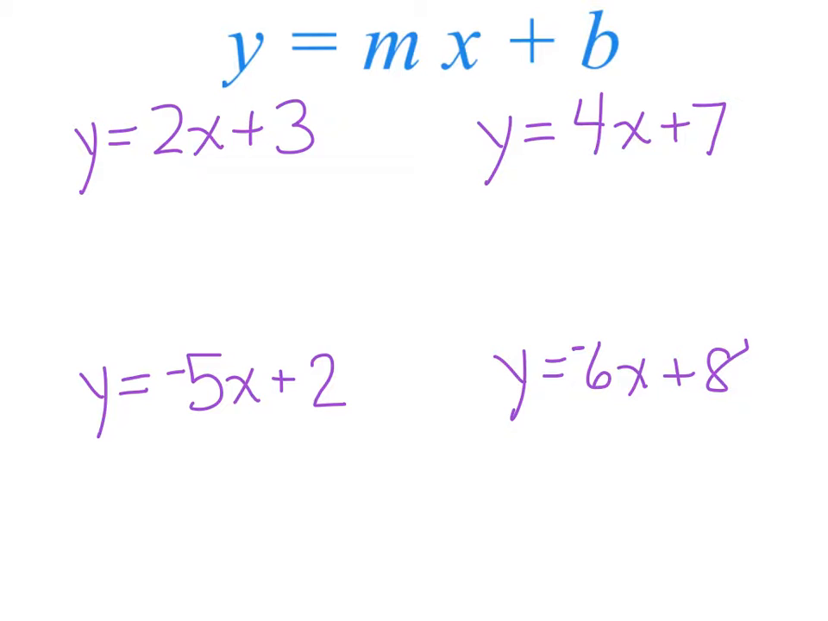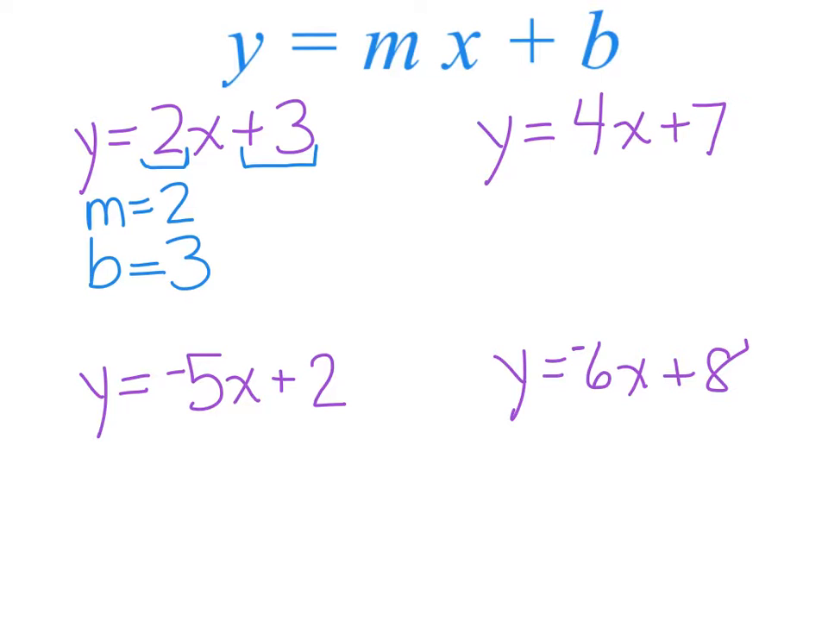So on the top left, we know that our multiplier of x, our coefficient of x, is 2, so that means the m value is 2. The added value is 3. So b is equal to 3.